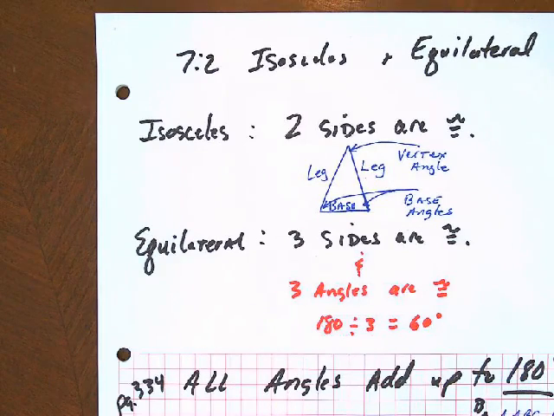Take a look at 7.2. Here's some notes from 7.2. There's not going to be any homework from it. Some terminology: isosceles and equilateral triangles.